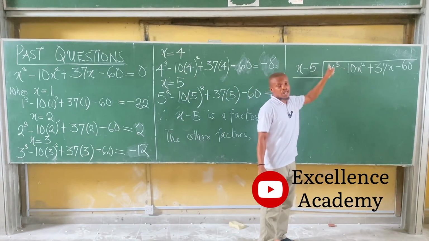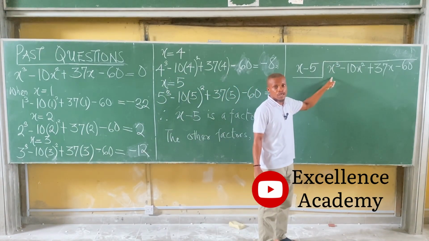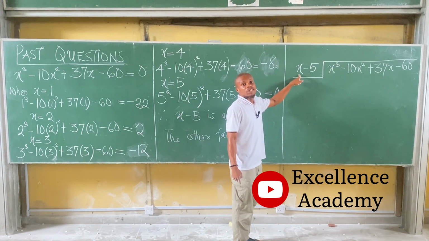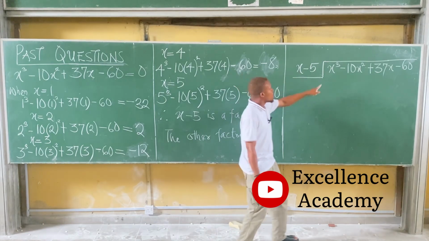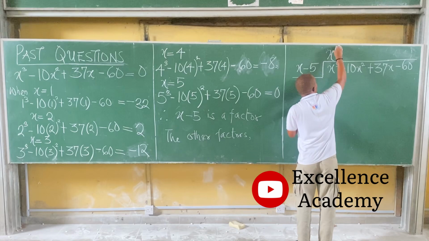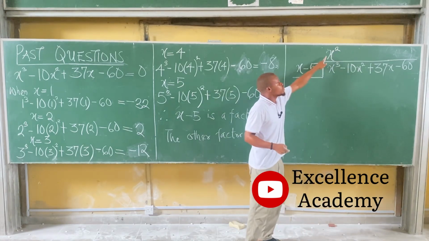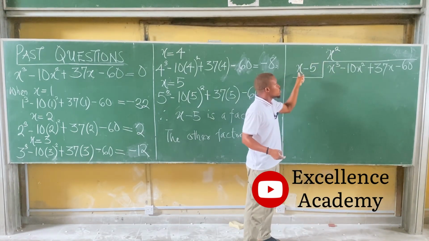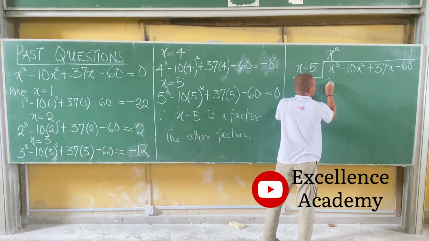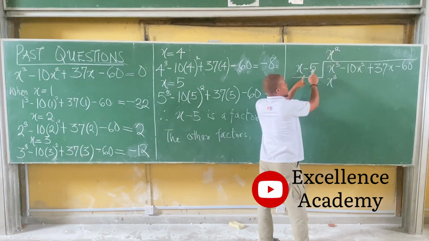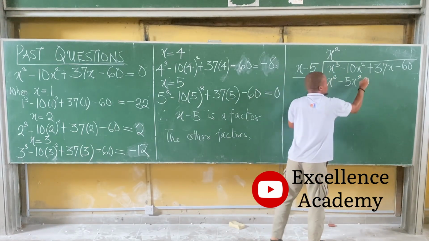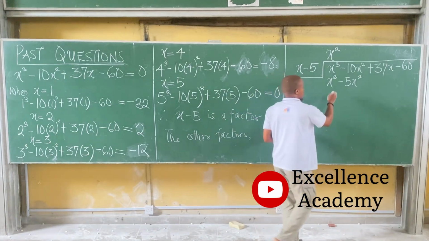We use the first term of our dividend, and we divide it by the first term of our divisor. So I'm having x cubed divided by x, and that gives me x squared. Next up, multiply this by this. X squared times x gives me x cubed. X squared times minus 5 gives me minus 5x squared. Alright, next up we subtract.